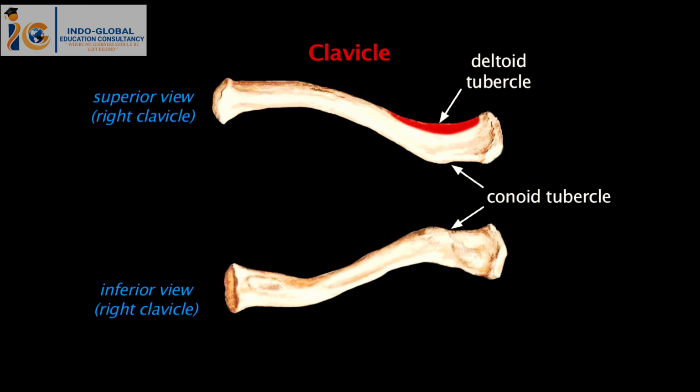Just opposite from the conoid tubercle, along the anterior edge here, is the attachment site for the deltoid tubercle. And running along the inferior surface is a prominent groove called the subclavian groove. This is the site of attachment for the small muscle called the subclavius.